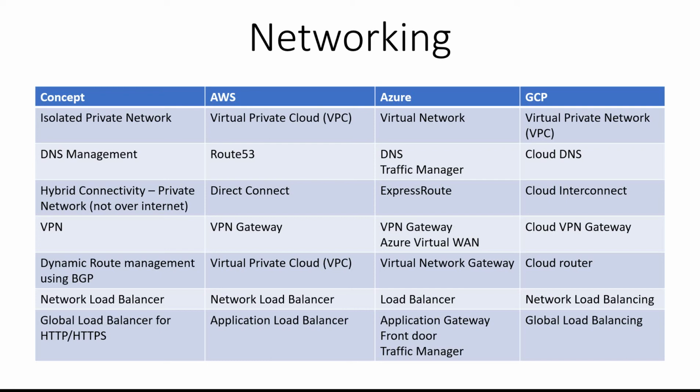Either you can transfer the data over the internet, or over a private network for security reasons. Now let's see the private network category, where the data being transferred from your on-premises to the cloud, or from the cloud to on-premises, is not over the internet. That's what private network means. For that category, the answer in AWS is AWS Direct Connect, in Azure it is ExpressRoute, and in GCP it is Cloud Interconnect.